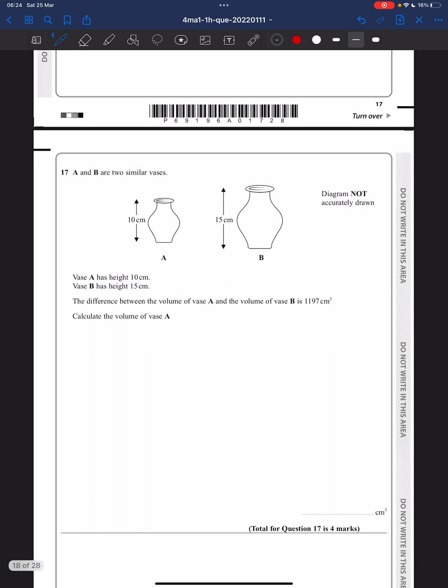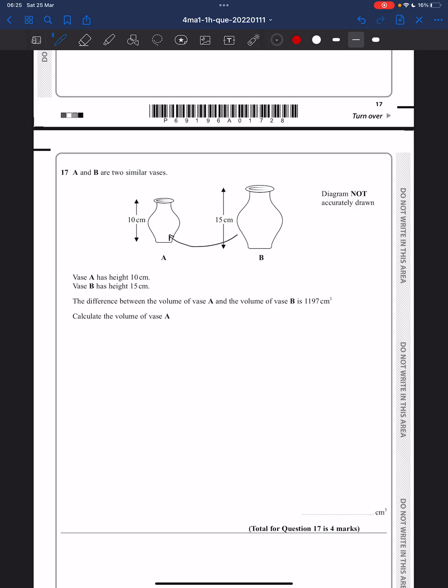Right, A and B are two similar vases. That means all the sides and any angles are, well, the angles are exactly the same. The sides are proportional to each other. So the base here will be, because this is 1.5 times bigger, the height, the base would be. Okay. The difference between the volume of A and B is 1197. Calculate the volume of vase A. Okay. Right. So the scale factor, volume of A.